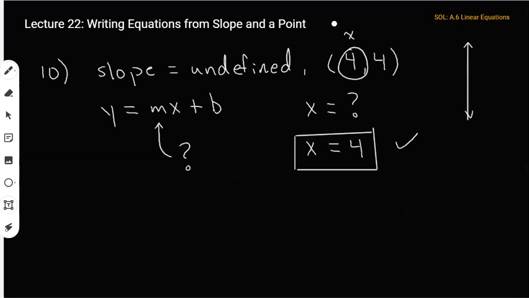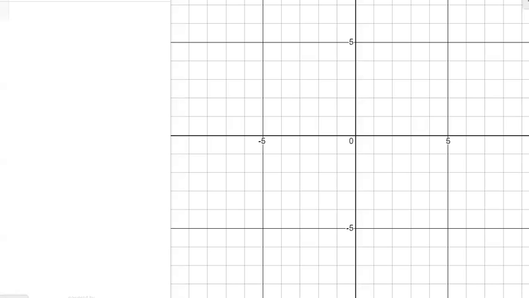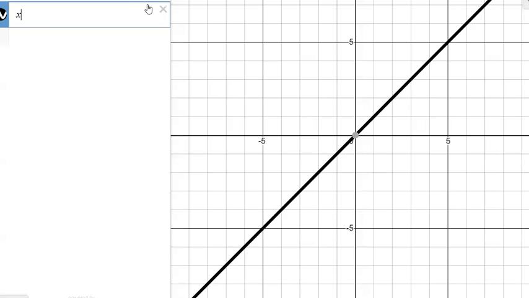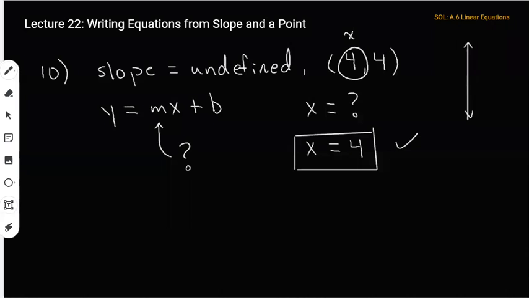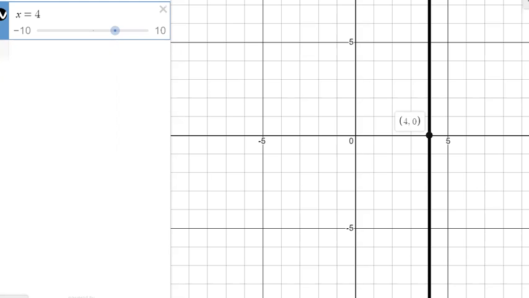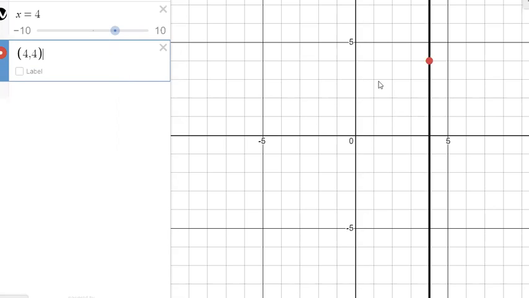So let's see what that looks like when we graph it. I'm going to graph x equals 4. And I get a vertical line. It runs through the x-axis at +4. And the last thing that I want to do is type in the ordered pair that they gave me, 4, 4, and see if the line goes through it. And it does. The line goes through this red point right here.